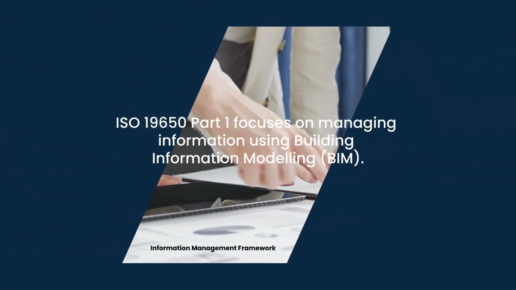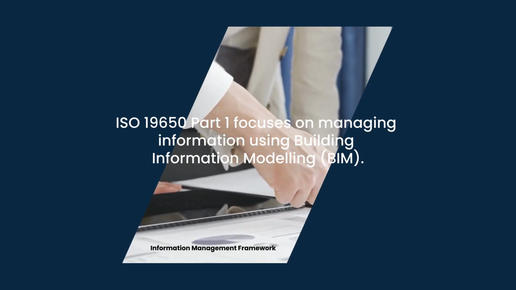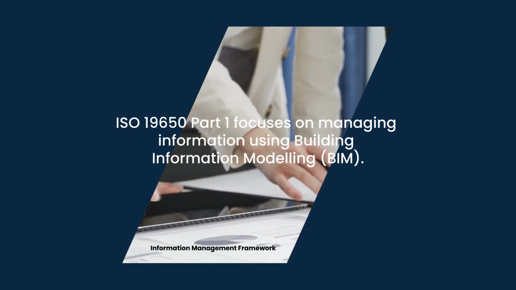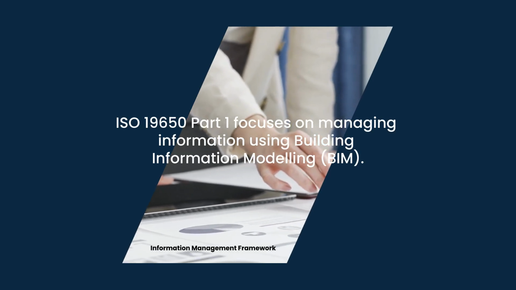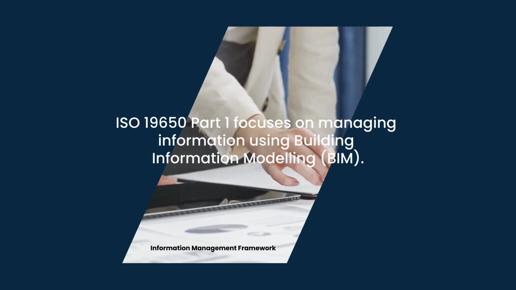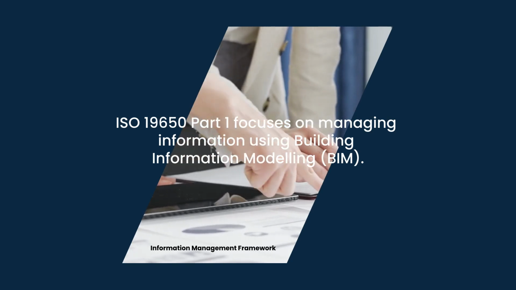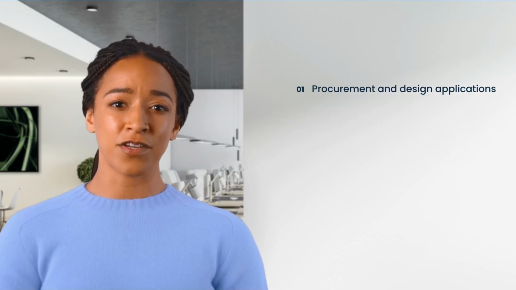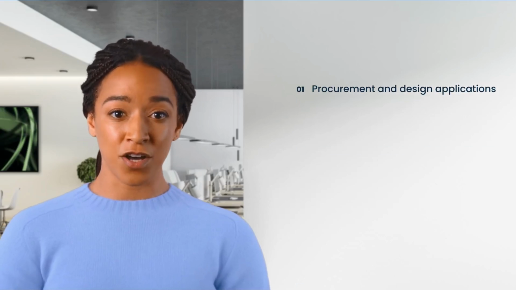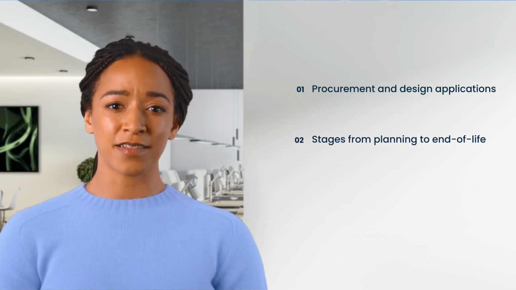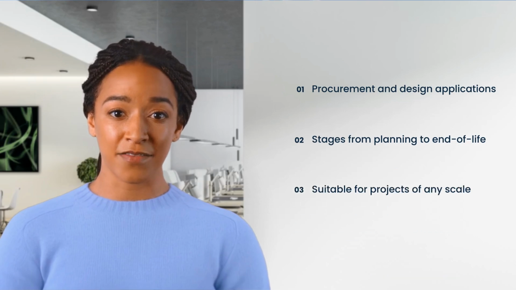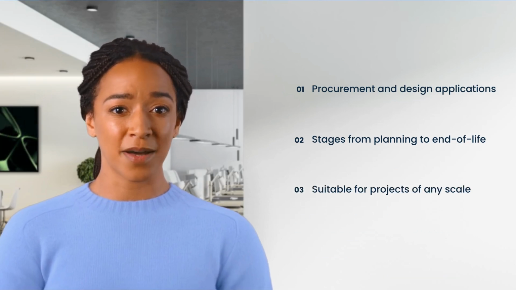ISO 19650 Part 1 focuses on information management using Building Information Modeling, BIM. It provides a framework for managing information, including exchanging, recording, versioning, and organizing throughout the life cycle of built assets. The standard is intended for those involved in procurement, design, construction, and asset management activities. It applies to all stages, from strategic planning to end of life, and is suitable for projects of any scale and complexity.